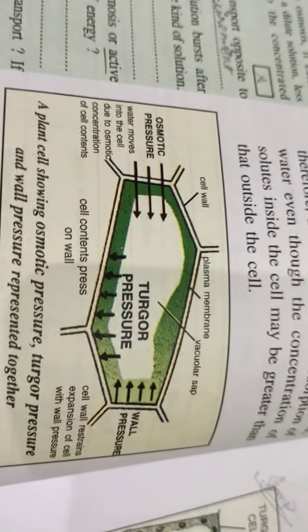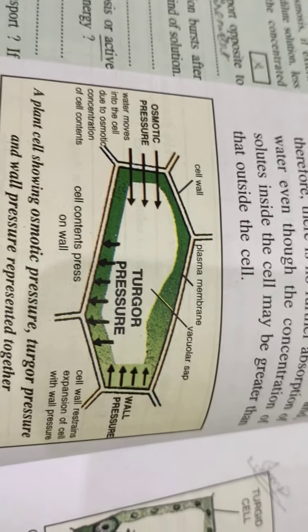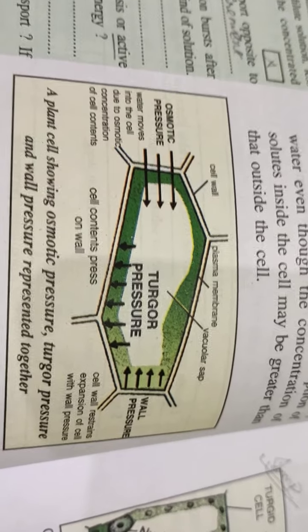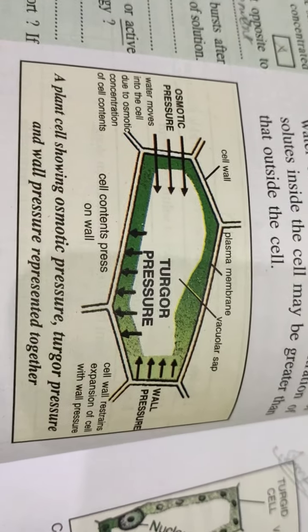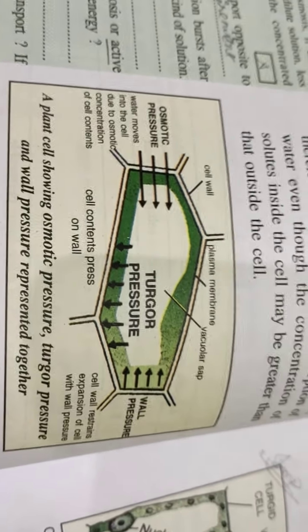Now this diagram is important. As you can see, the turgor pressure, the wall pressure, the osmotic pressure, they are showing every kind of pressure with the help of the arrows, and it is represented together in a single diagram. So this diagram is important.